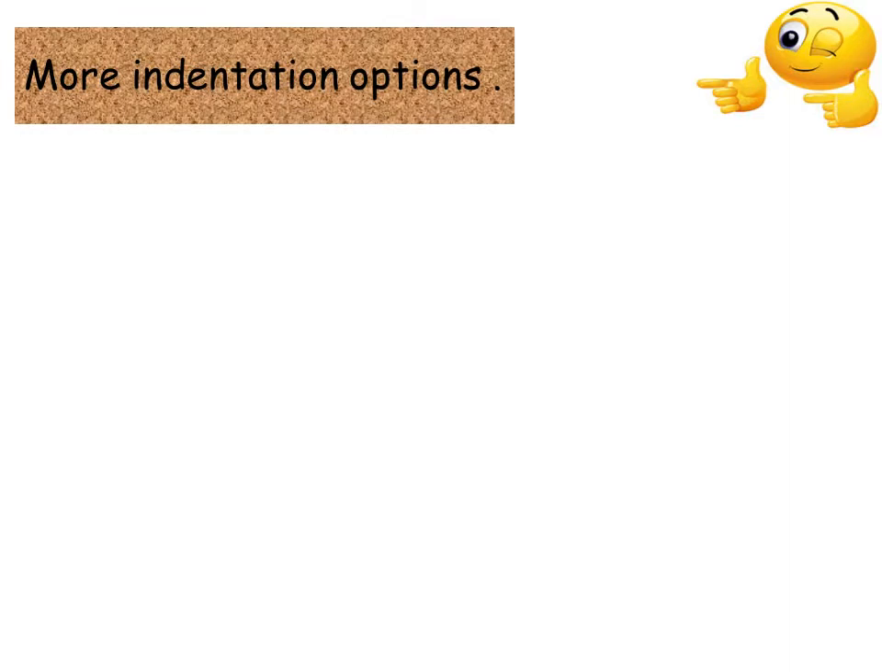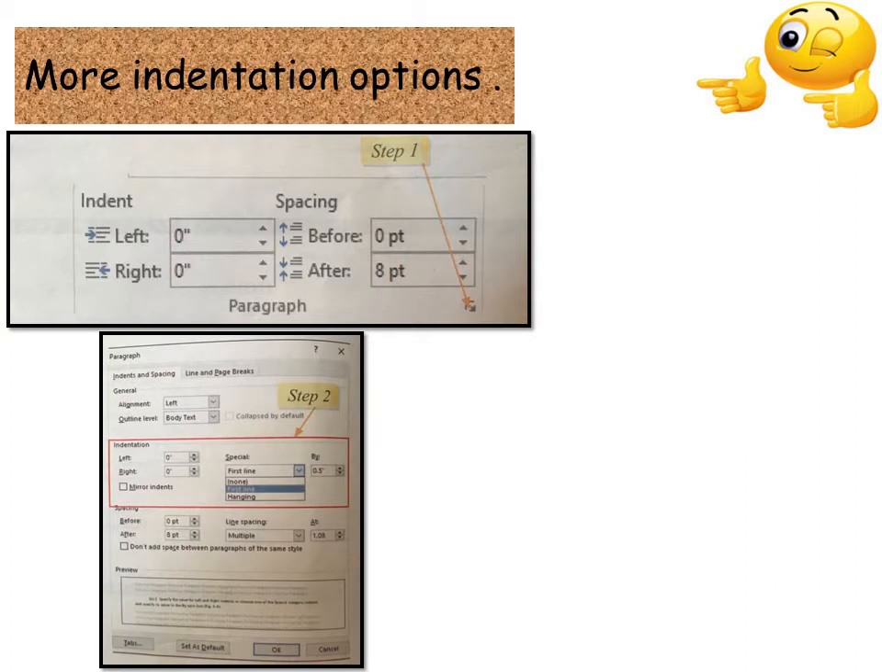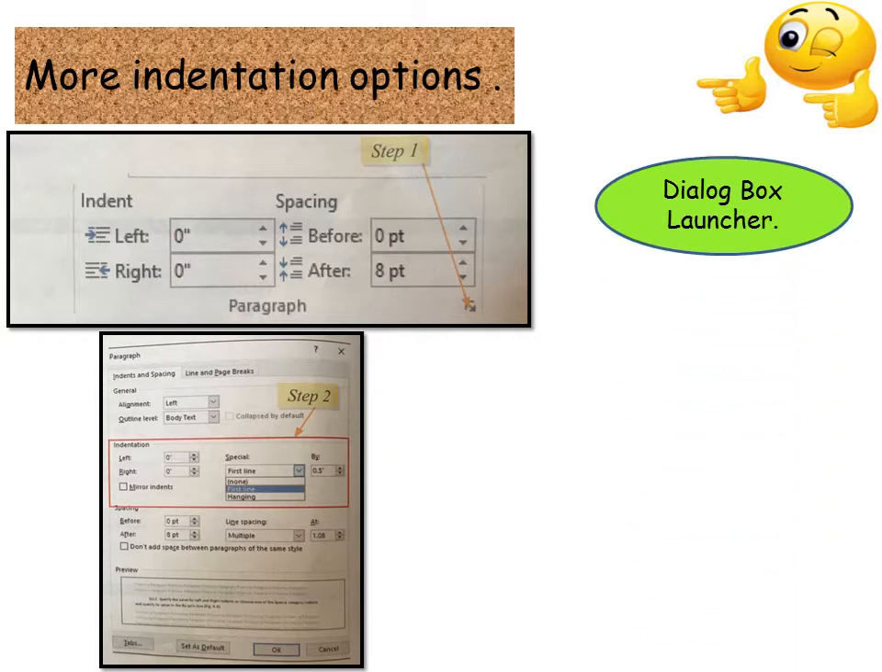More indentation options. Here we can learn about more indentation options. Now look at figure number 4.4a and figure number 4.4b in your textbook. Now I am also showing you the same figures on my screen. Let's learn the steps to get more indentation options. First, click on the dialog box launcher button at the bottom right corner of the paragraph group. So the paragraph dialog box will open.